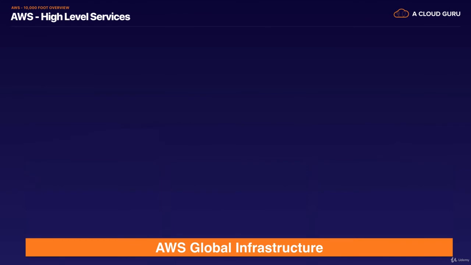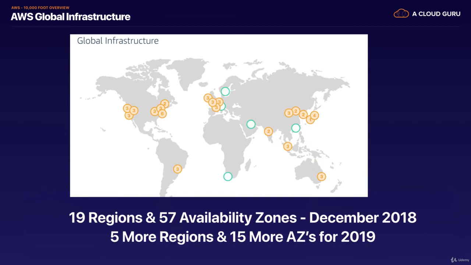So what's the difference between a region, an availability zone, and an edge location? So we'll start with the global infrastructure. There's currently 19 regions and 57 availability zones around the world as of December 2018. And there's going to be 5 more regions and 15 more availability zones for 2019 that are currently announced. Of course, there's going to be more. Don't worry, you're never going to be tested on the number of regions and availability zones, but it is important to understand the differences between them, and also where they are, basically.